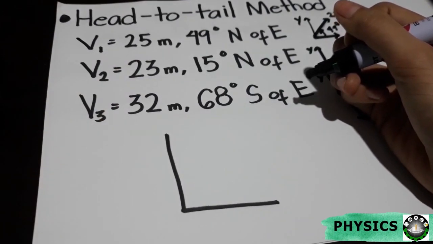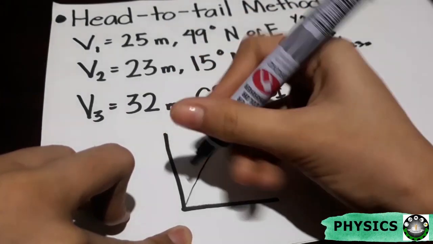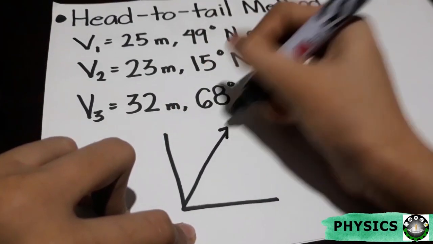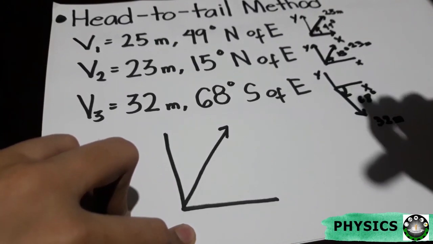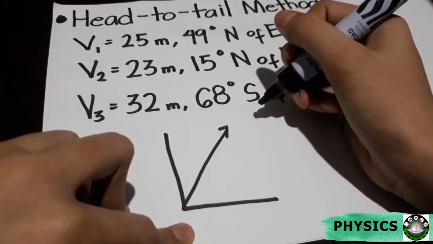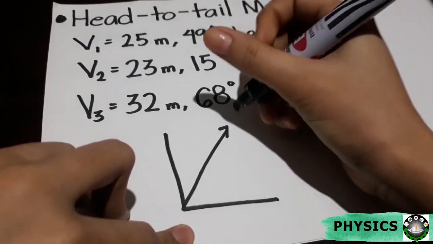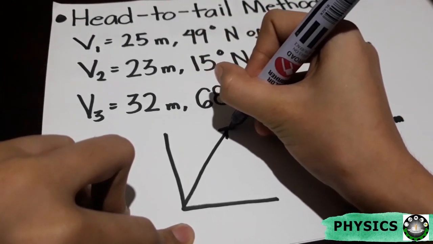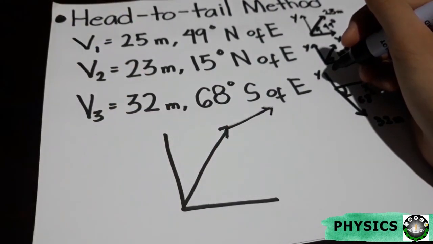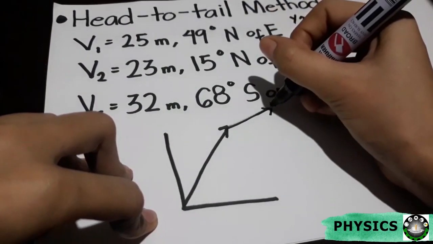First vector, una natin siyang i-drawing. Let's assume na ito yung 49 degrees. Ito yung head, ito yung tail ng first vector. So, yung tail ng second vector ay ididikit natin sa may head ng first vector. 15. And then yung third vector naman, ganun din yung gagawin natin hanggang sa matapos tayo or ma-drawing natin lahat ng vector.